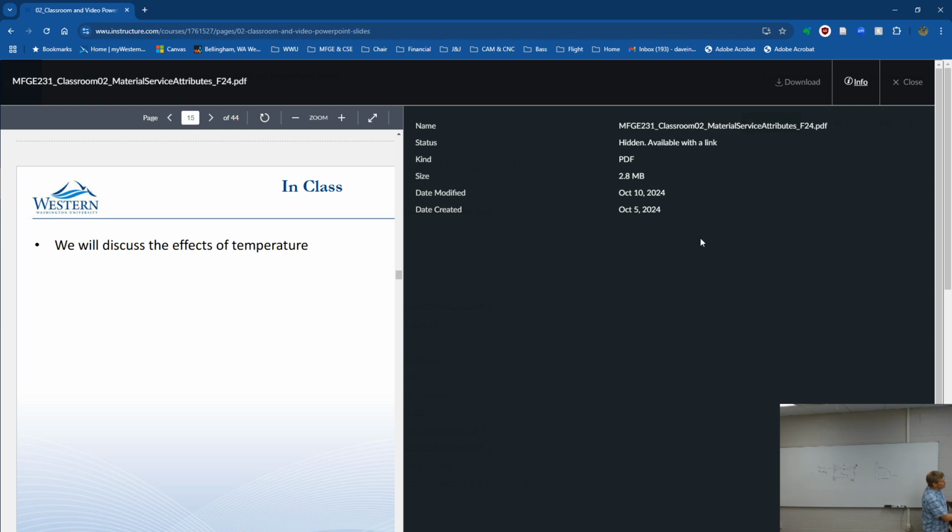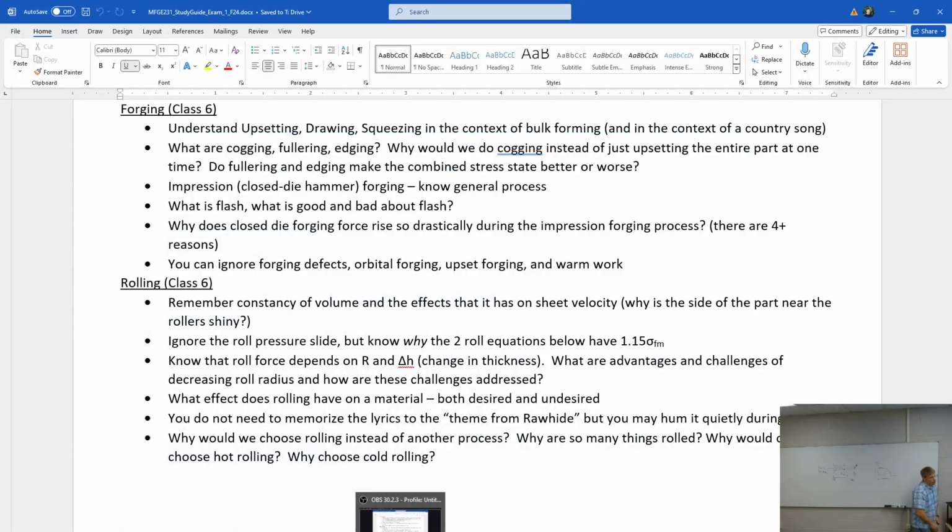If you download them and you open the PowerPoints, they have all of the speaker's notes. So if there's a question asked on a slide, it will have the answers to that question. Like on the slide where it talks about what are the 5 reasons that the pressure, the force increases in closed die hammer forging, in the speaker's notes it may have a little picture of a cloud. It depends on which browser you're using to look at it. You click on that and it'll show you the answers to the slide.